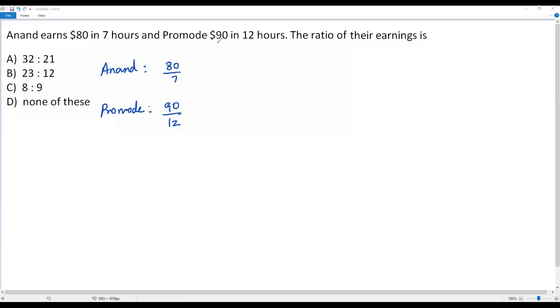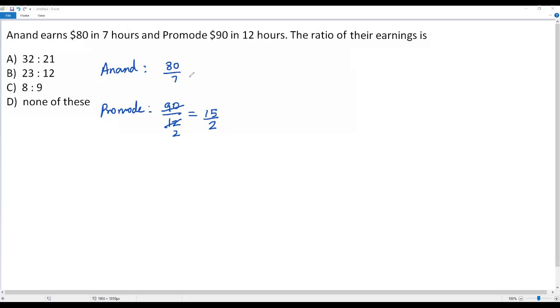And for the earning of Pramod in just 1 hour, we have to divide the total earning by the total time. So 90 over 12, I think this can be simplified. The greatest common divisor for both 90 and 12 is 6. That is, 6 goes into 12 2 times and 6 goes into 90 15 times. So the simplification of 90 over 12 is just 15 over 2. Now I got the earnings of both the people per hour. This is the earning of Anand per hour and this is the earning of Pramod per hour.